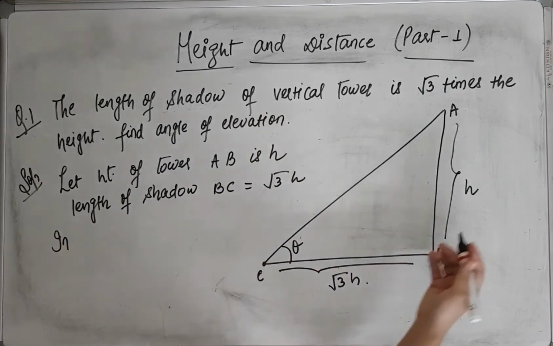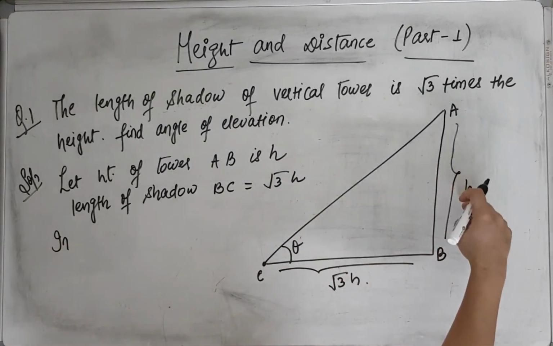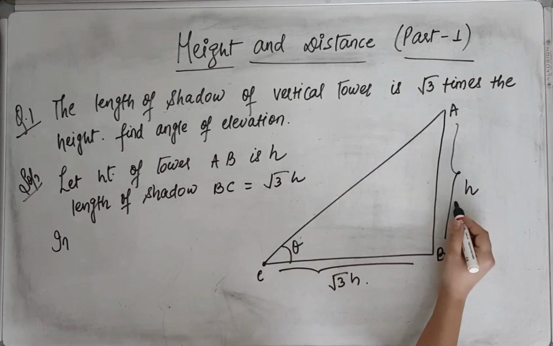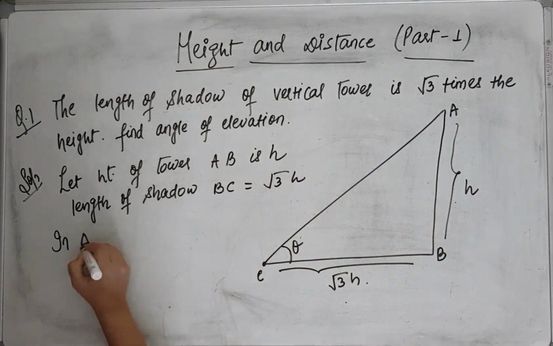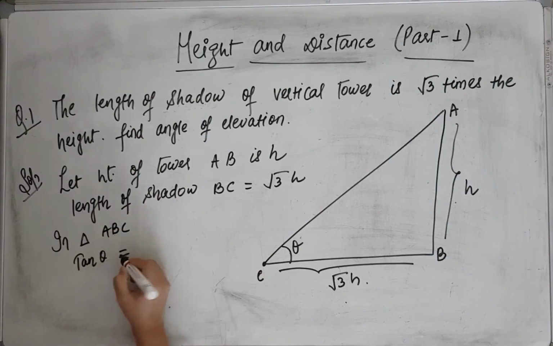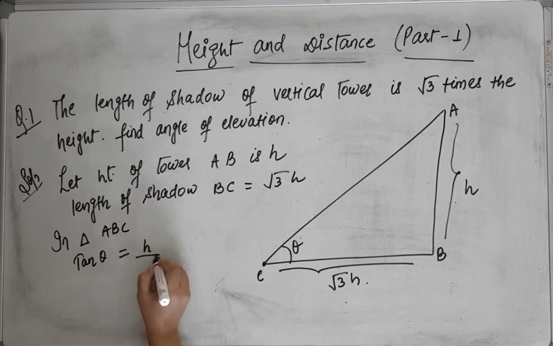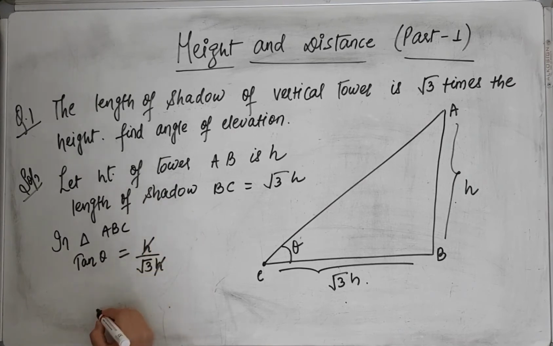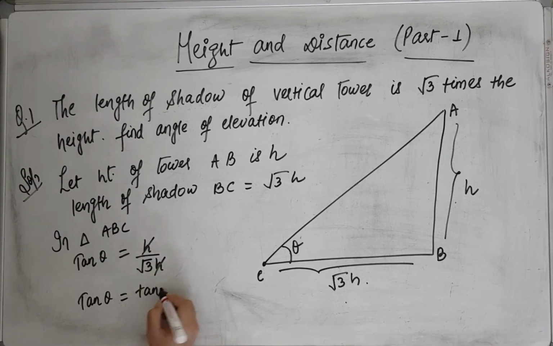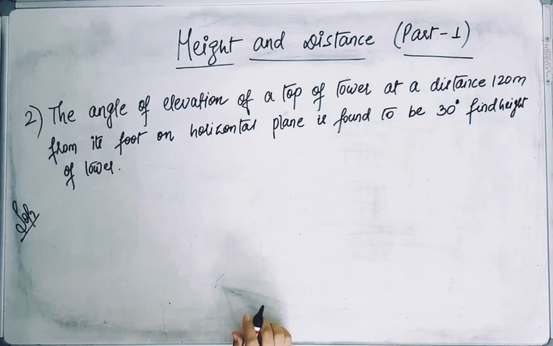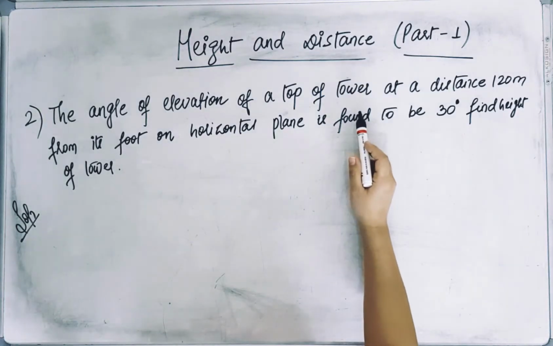So we have to compare between perpendicular and base. This is the perpendicular related to this theta, and this is the base. So in triangle ABC, I can write tan theta equals perpendicular upon base, that is h by √3h. h and h will cancel out. So tan theta will be 1 by √3. 1 by √3 is the value of tan 30. So thus theta will be what? 30 degrees.